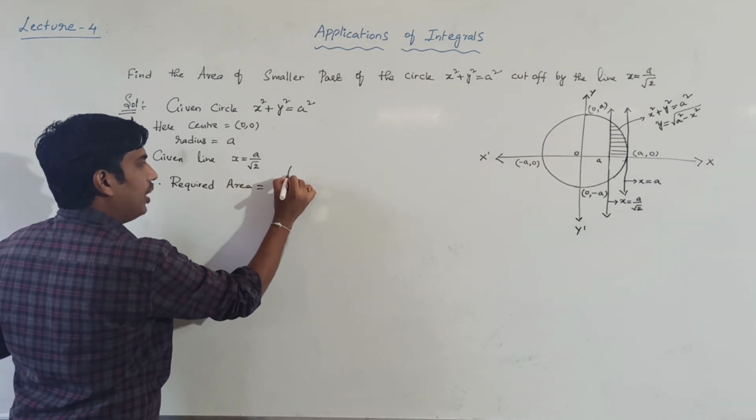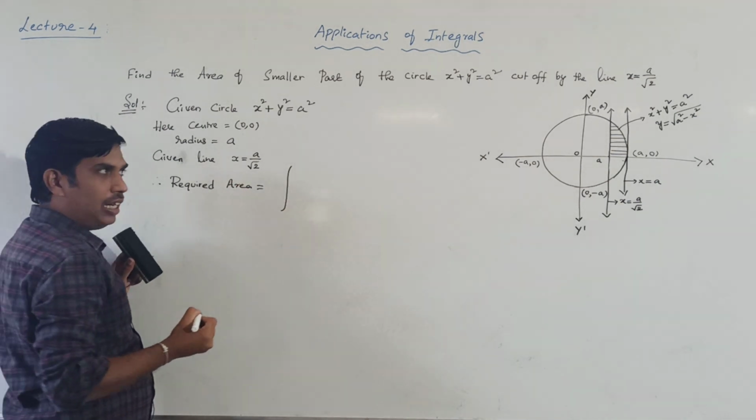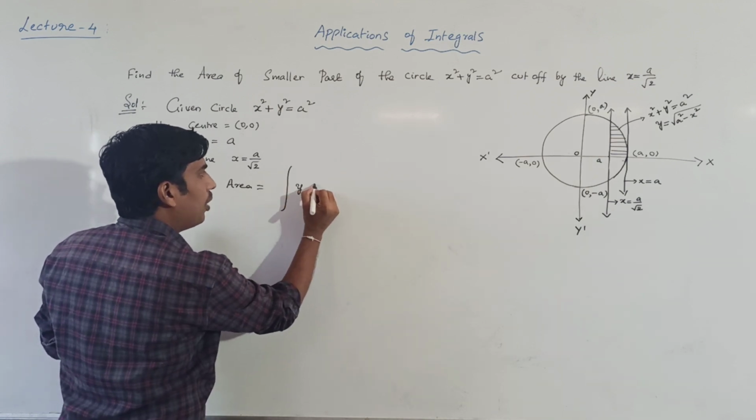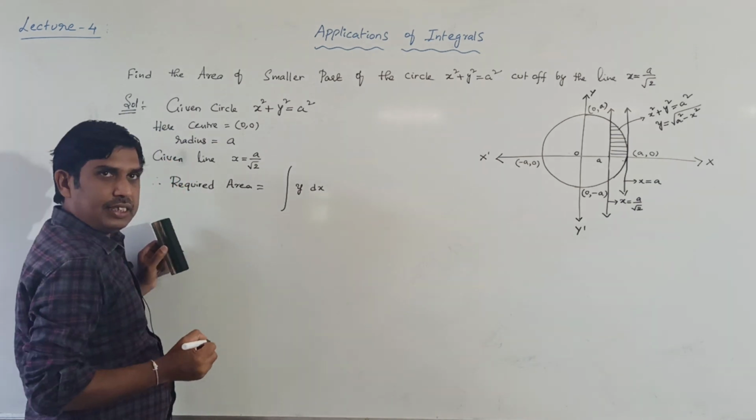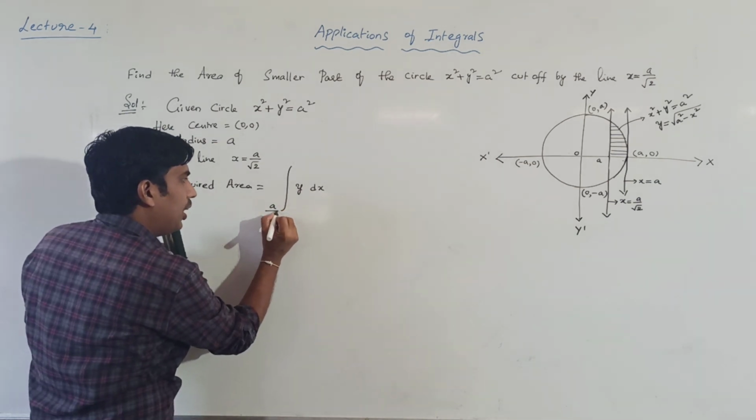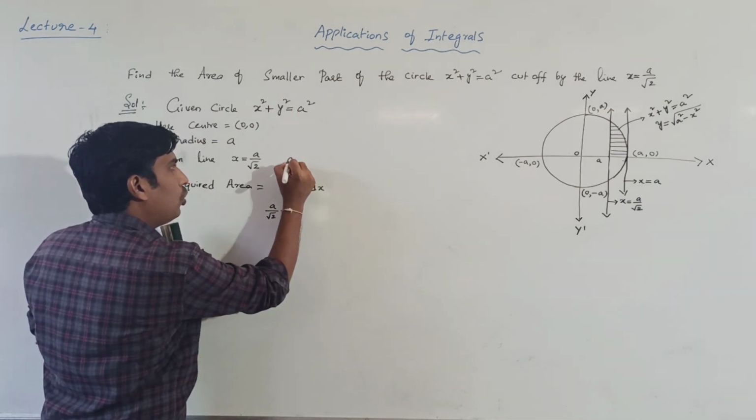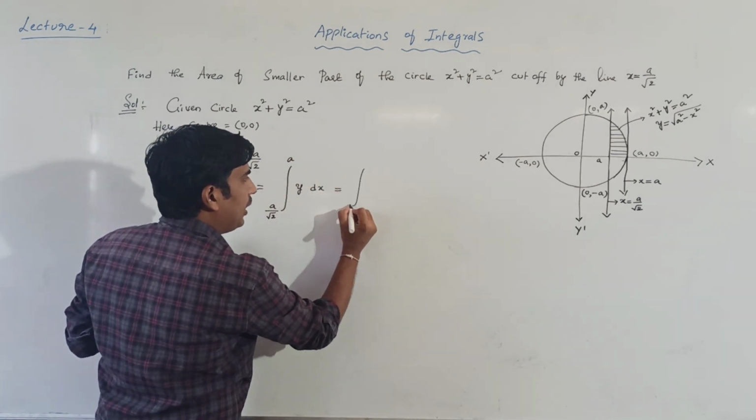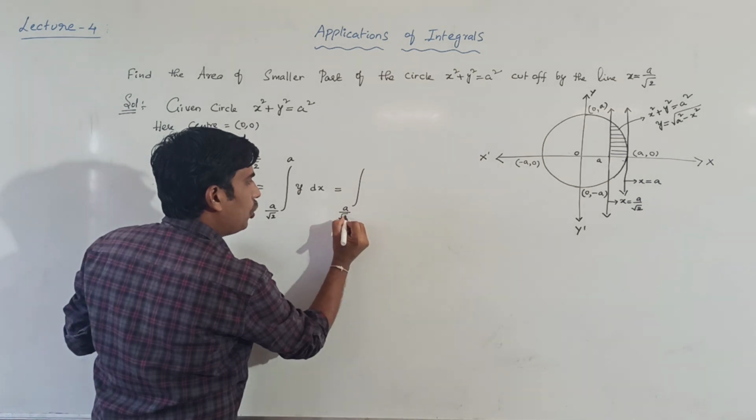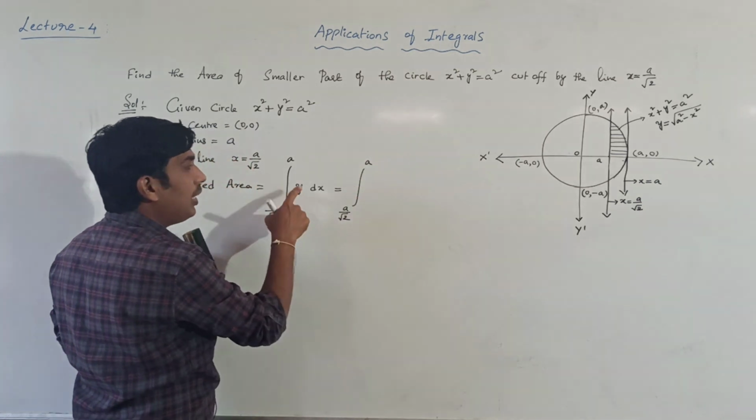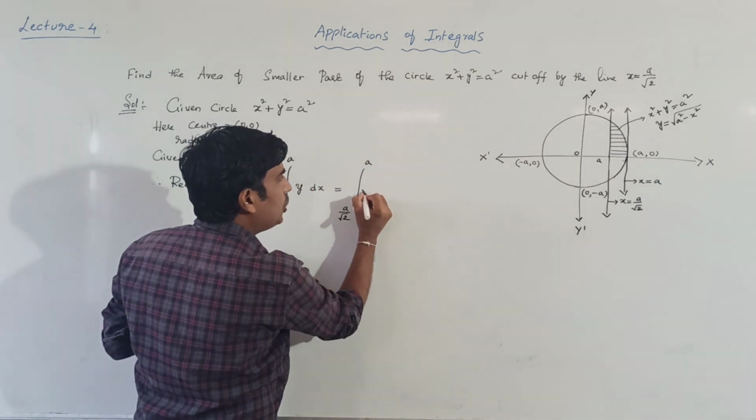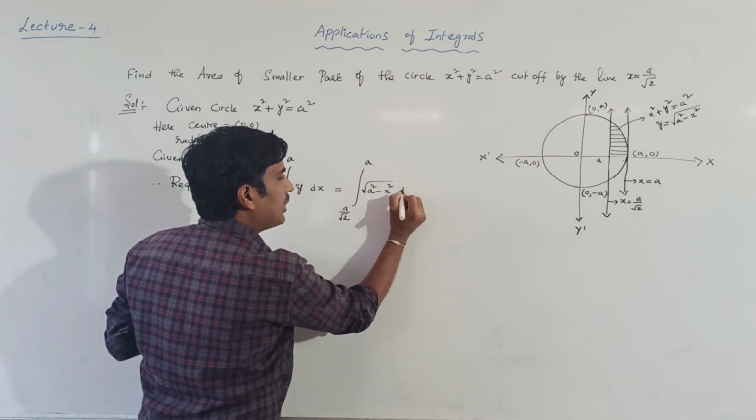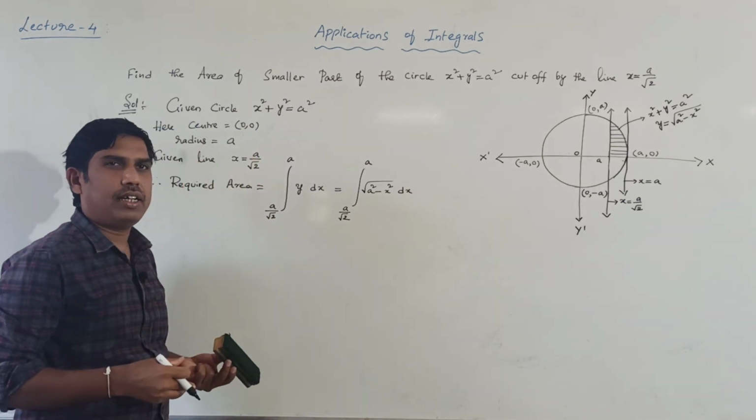So the required area is equal to the integral. When the area is bounded with the x-axis, the formula is integral of y dx. What limits do we have to take here? Nothing but a by root 2 to a. So here, integral from a by root 2 to a, y replace. What is y? From the figure, the y value is root over a square minus x square.